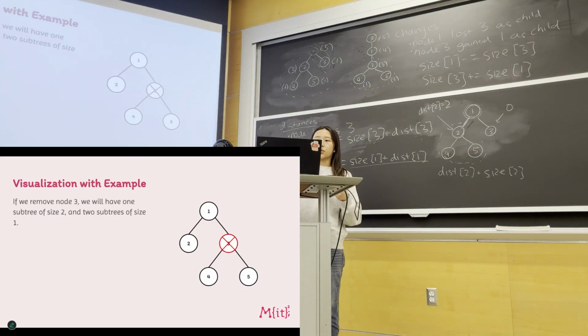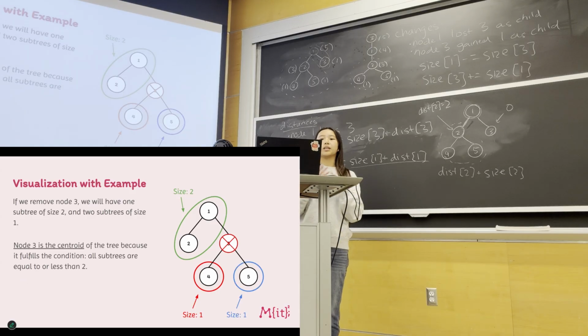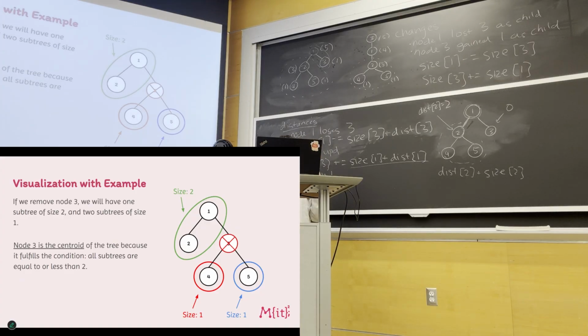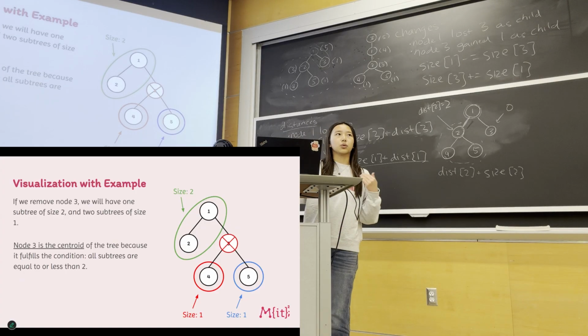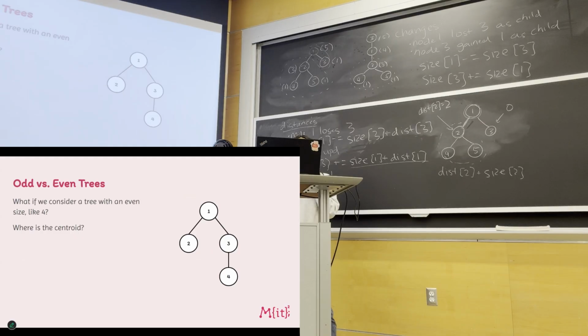If we remove node 3 from this, we have three subtrees, one of size 2 and two of size 1. And this means that node 3 is the centroid of our tree because it fulfills the condition. All the subtrees are equal to or less than 2. So now let's consider this, but with an even tree.